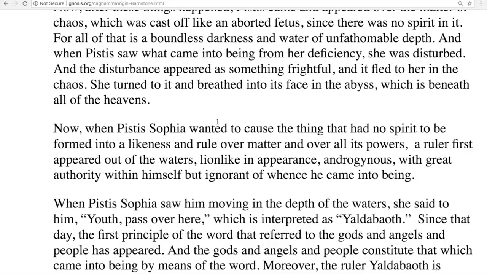And so it says, now when Pistis Sophia wanted to cause the thing that had no spirit to be formed into a likeness, and rule over matter and over all its powers, a ruler first appeared out of the waters, lion-like in appearance. Lion-like meaning prideful, egotistical, dramatic, flaring like the sun, but at the same time not only dramatic in wanting to hoard the spotlight, but also in wanting to be generative and giving of its light, thereby being a god of both good and evil. Androgynous, meaning both. And that androgynous characteristic would allow it to be creative, because it could take from those two parts of itself. With great authority within himself, but ignorant of whence he came into being.